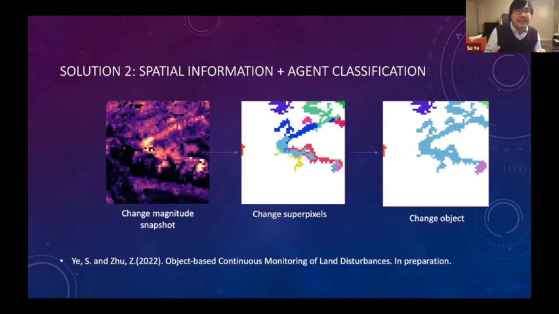So we used these ideas to develop another algorithm called object-based continuous monitoring of land disturbance. This algorithm integrates spatial and temporal information for detecting generic land disturbance. But you can think about it, many disturbances have characteristics such as spatial autocorrelation. So we need to do an additional step called agent classification. First we detect the signals, then we classify these signals into different disturbance types, so we can separate the insect signals from other signals. So there are two solutions.